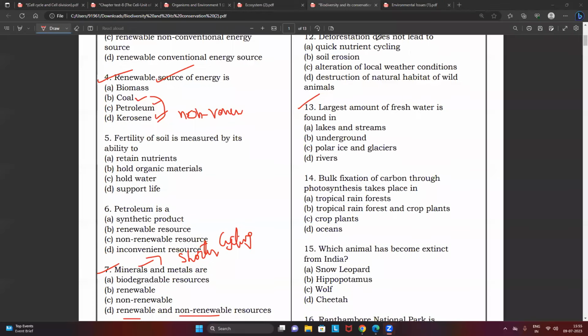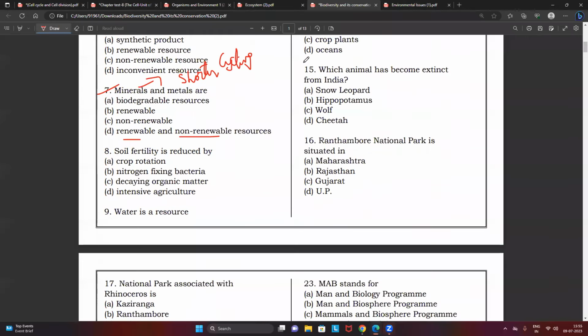See, we all know it is polar ice and glaciers. And what is the reason, friends? The reason is very simple. Polar ice and glaciers do not have any salt content. At the same time, they do not have any kind of impurities also. Right. Hence, the answer is C. Good. Question number 15. All of you have to answer.